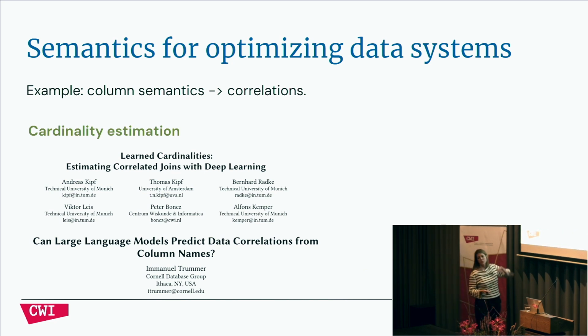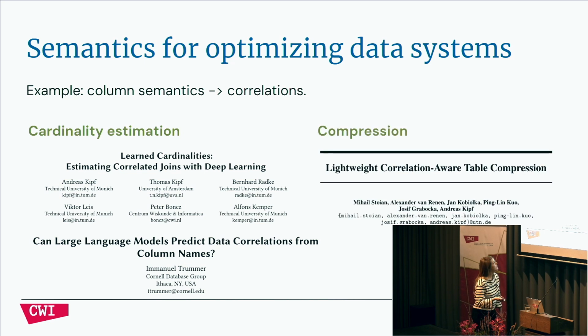And here it turns out that the semantics of columns can help as well. Because what Emmanuel Trumer has recently shown is that if you know what is in a table or in a column, you can better figure out also the correlations between different columns. So there's actually quite some promise in representation learning for improving data systems in terms of, for example, efficiency.